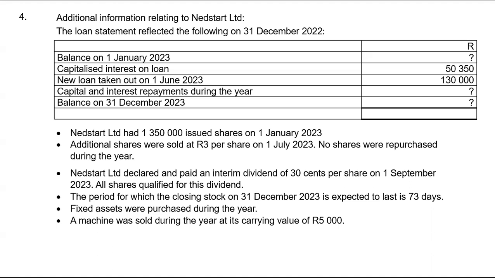This table obviously tells me that my interest on loan is capitalized. I'll have to manipulate and find certain question marks and work backwards to calculate what I need. And under additional information, they say that Netstar Limited had 1.350 issued shares on the 1st of January 2023.